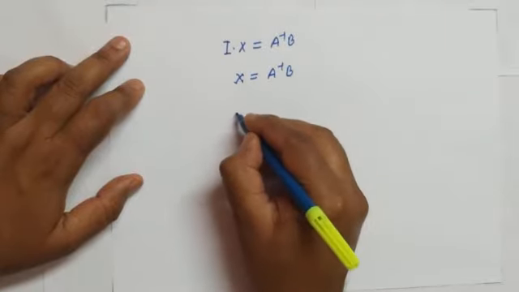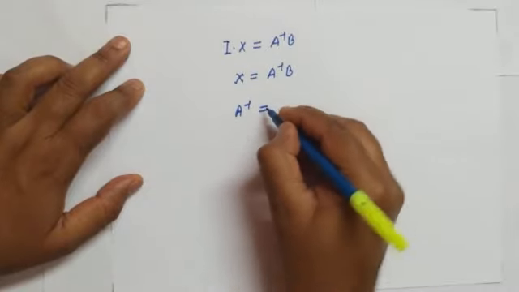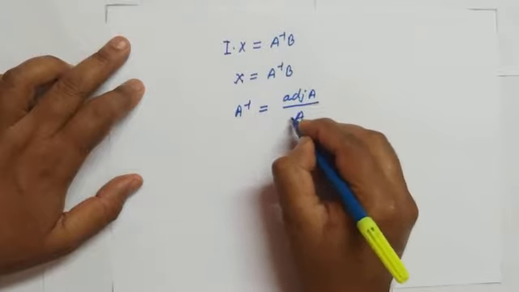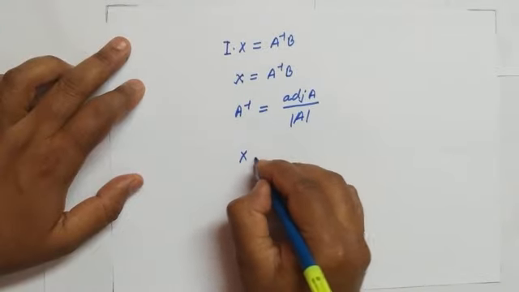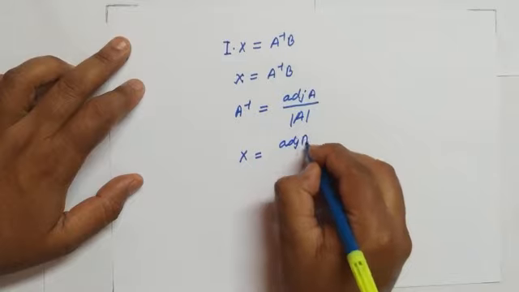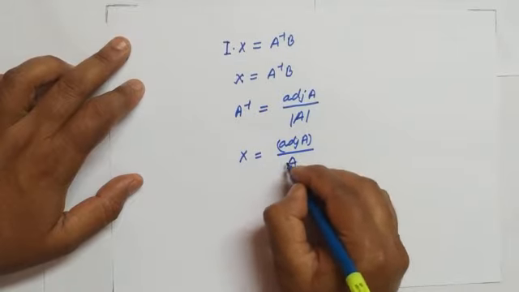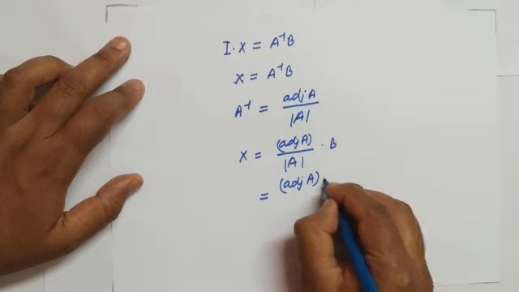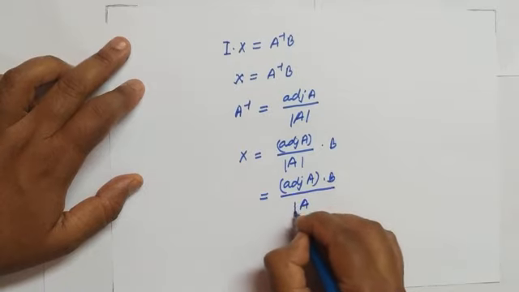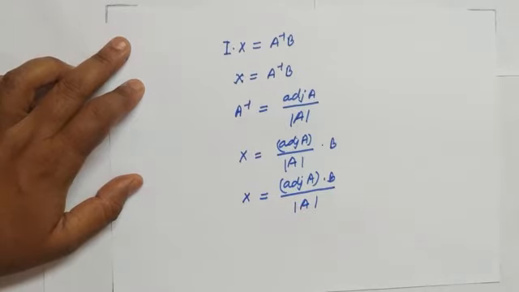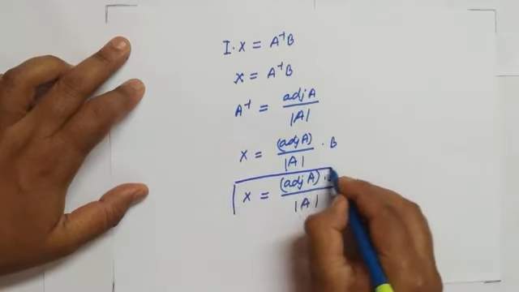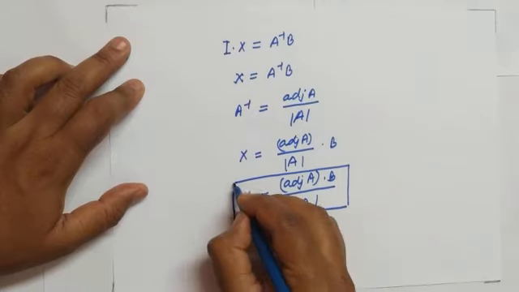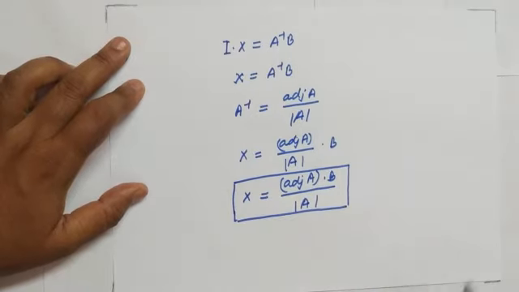And for the A inverse, you have already learned that A inverse is equal to adjoint of A upon determinant of A. So X is equal to adjoint of A upon determinant of A with B. So you can write it as adjoint of A dot B divided by determinant of A. So you have got this formula for determining X. X is equal to adjoint of A multiplied with B divided by determinant of A. This is very useful to solve the simultaneous equations.